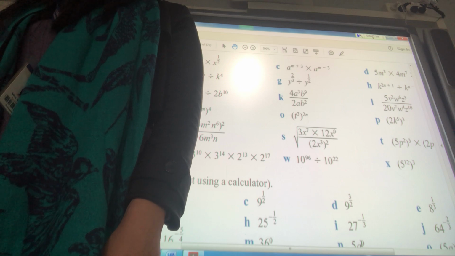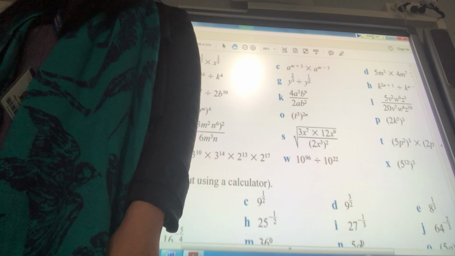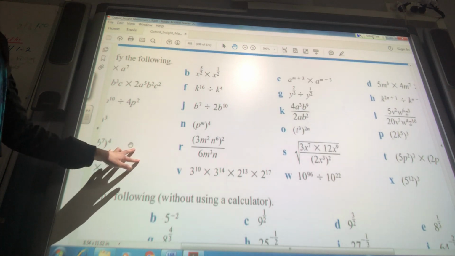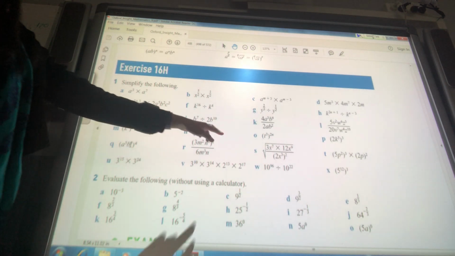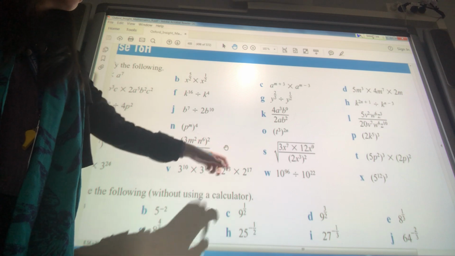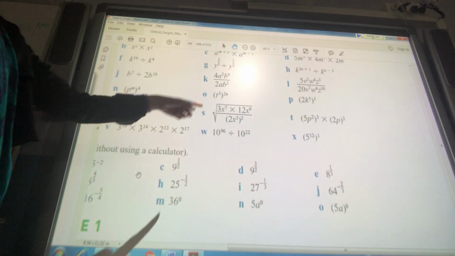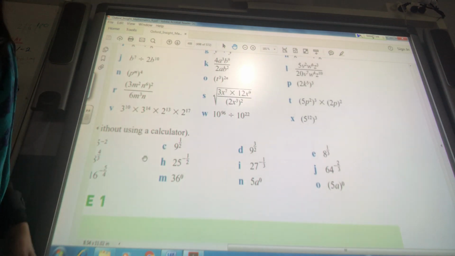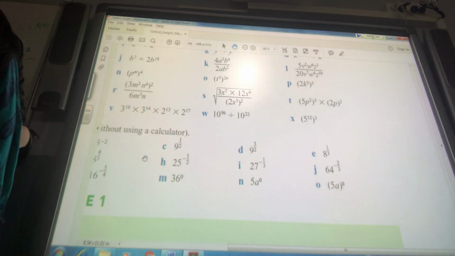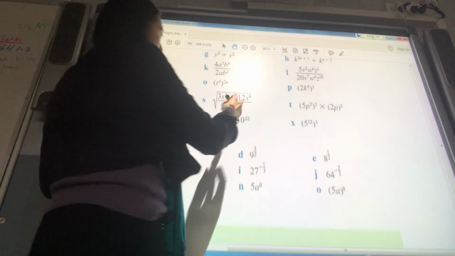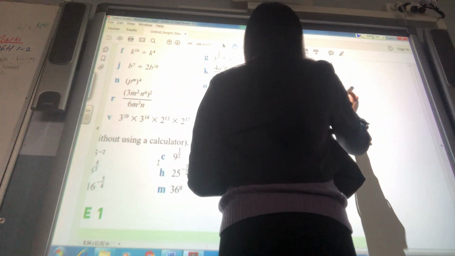So from yesterday's homework, is there any questions? Yes? Alright, let's do S first. So with S, what is this big square root? Can I change it into a power? What is the power going to look like? 1 over 2. Right?